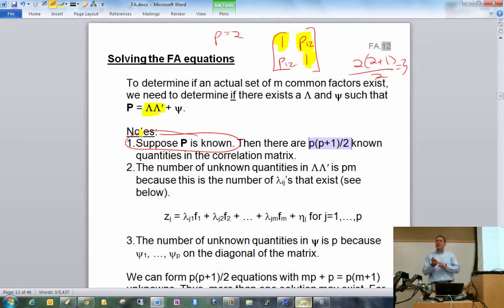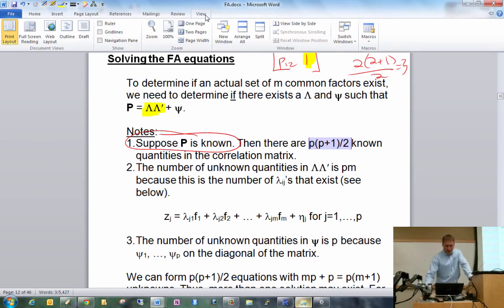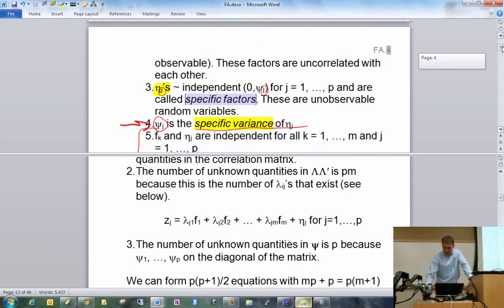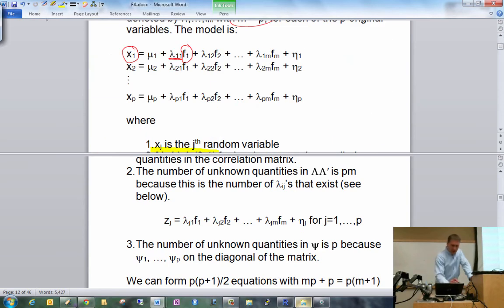Why? Remember? Well, let's go back to our equation just to make sure you see this. Just split screen one more time. So how many? Notice I have p different equations there, and then I have m different common factors. Each of them has a specific lambda, so p times m is the number of lambdas that I have.